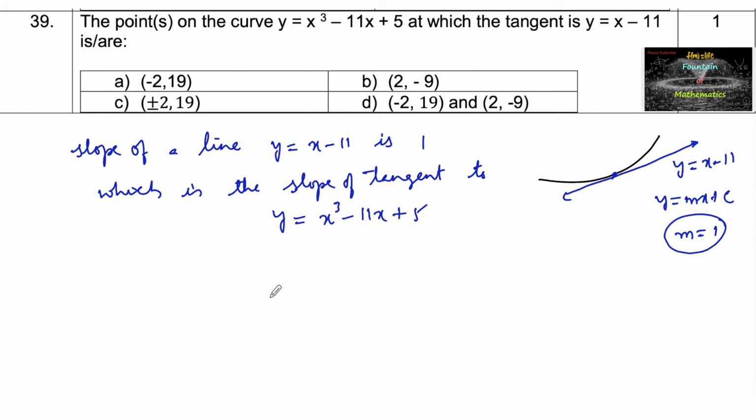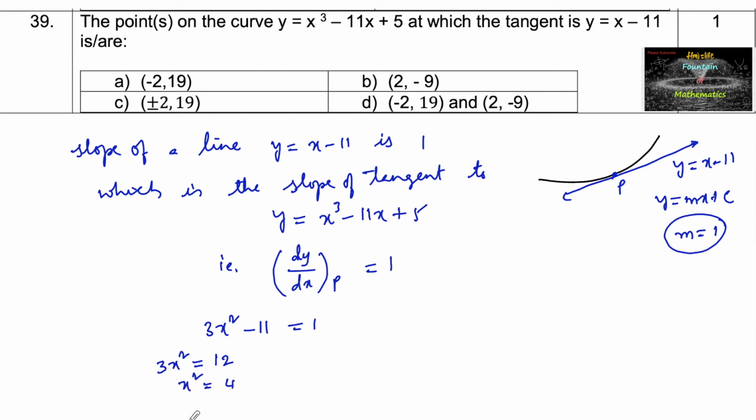Generally the slope of the tangent is dy by dx. So let's differentiate, that is dy by dx at a point P, which is equal to 1. So differentiating with respect to x, we have 3x square minus 11 which is equal to 1. So 3x square is equal to 11 plus 1, 12, so x square is equal to 4. So we can write x is equal to plus or minus 2.